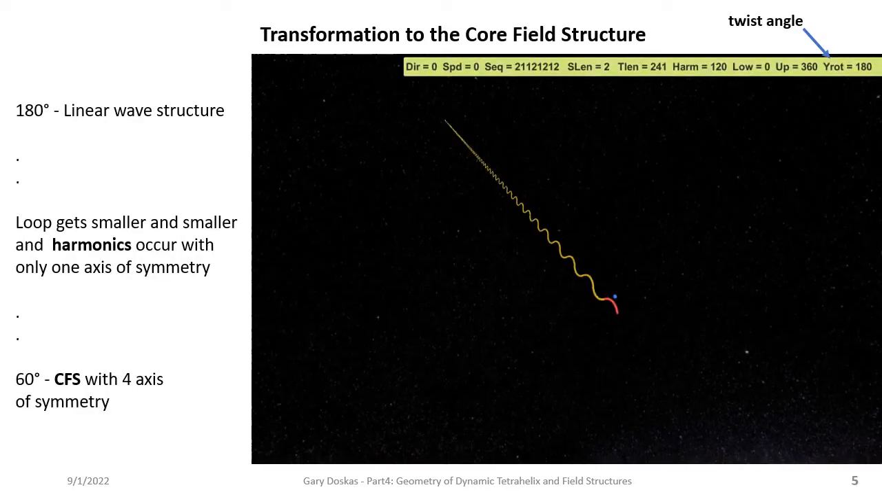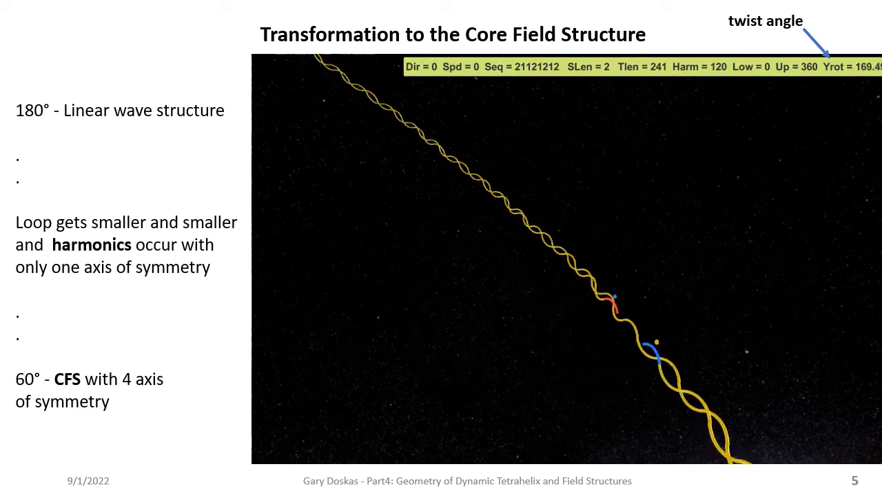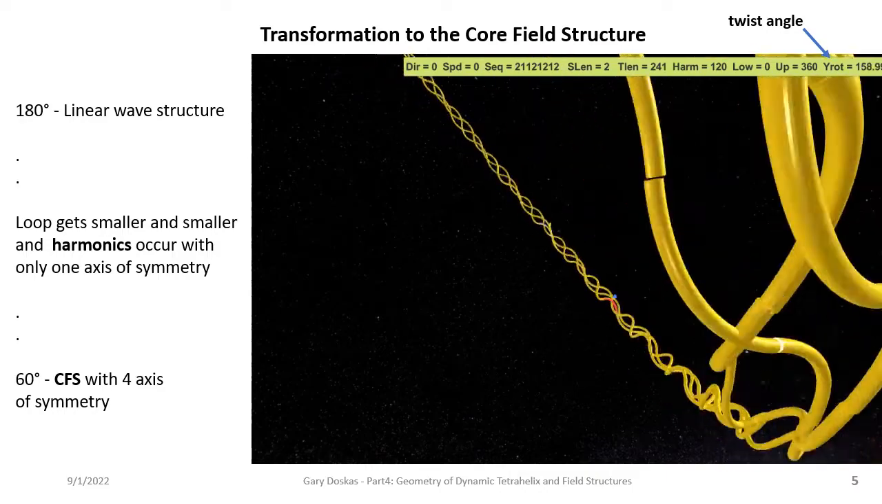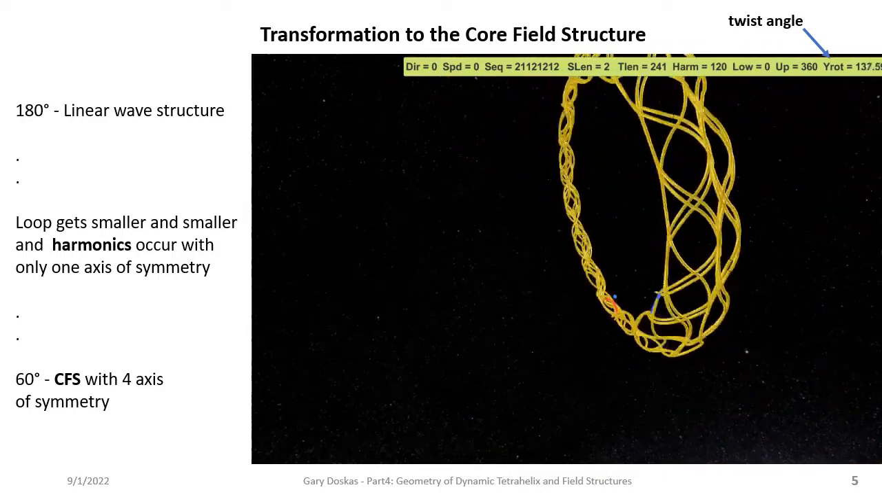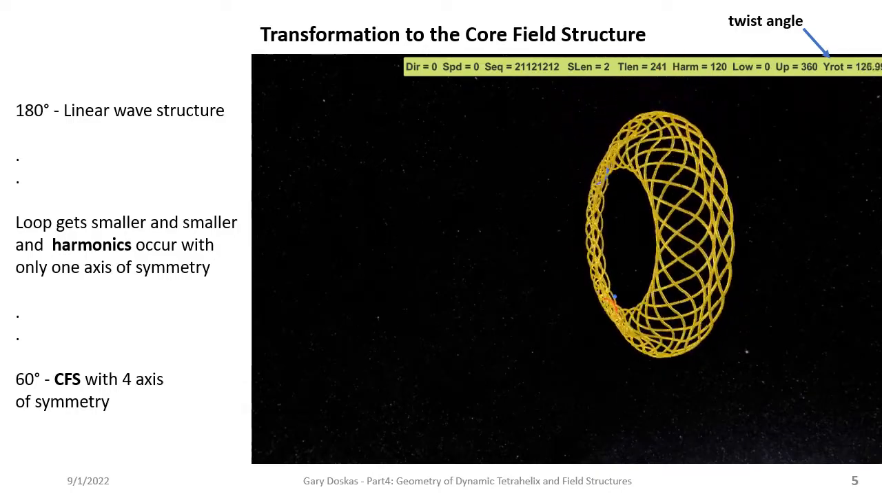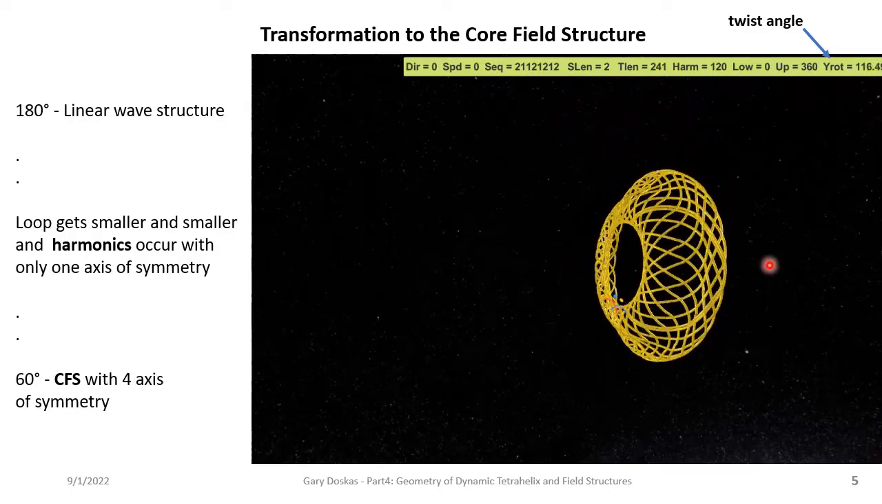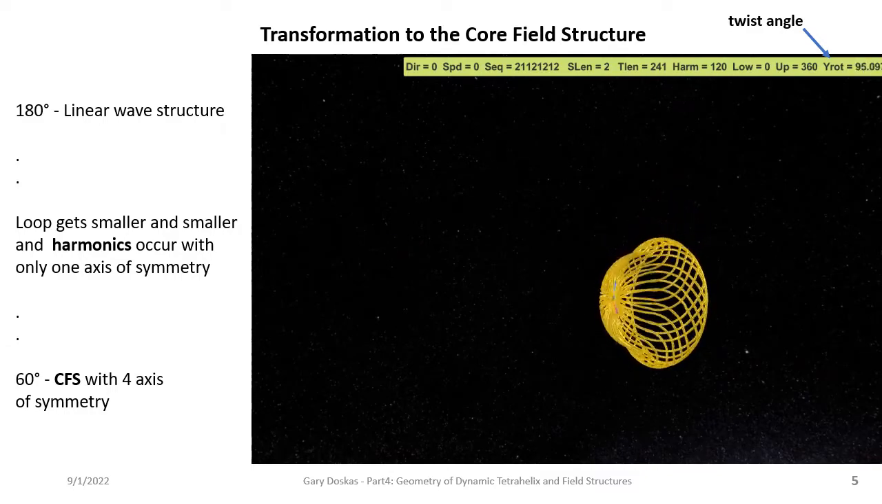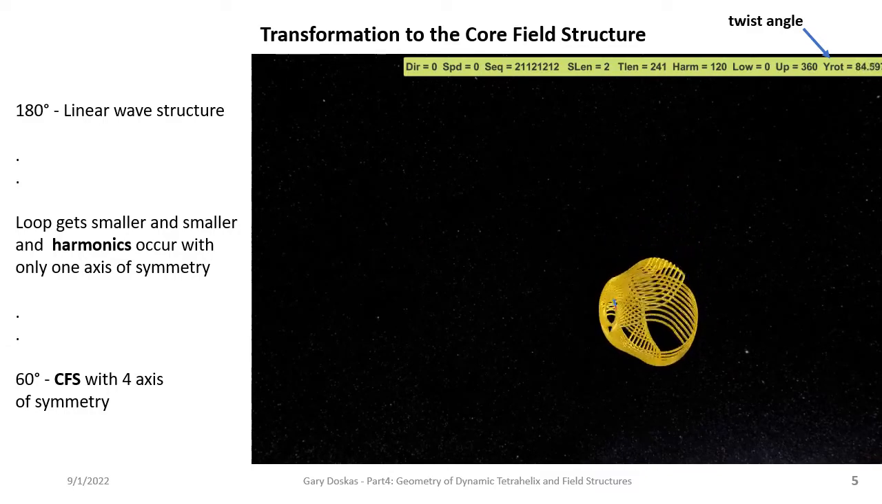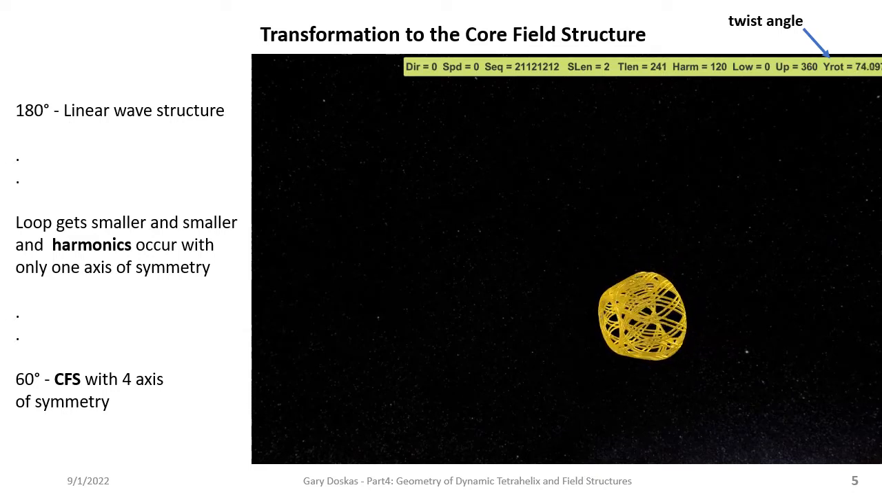The tetrahelix forms a linear wave structure at a twist angle of 180 degrees. As the twist angle decreases, the tetrahelix loops around itself and transforms through numerous fractional harmonics that have a single axis of symmetry. Then, at a twist angle of 60 degrees, the tetrahelix forms the CFS, which has 4 axes of symmetry. The total length of this tetrahelix is 240 elements.